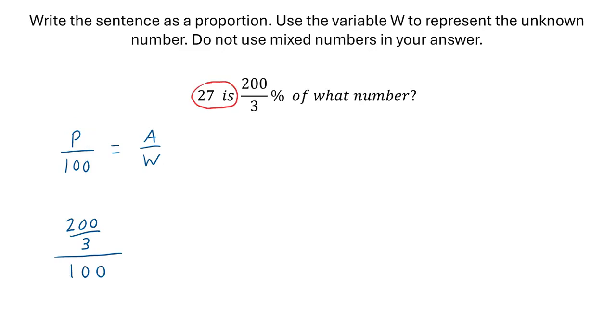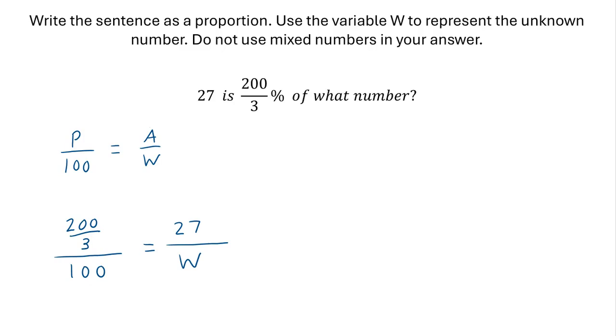The next thing I notice is that our problem states that 27 is. And we know that the word is usually associated with our amount, or our A. So in this problem, our A is 27. And then obviously the variable that we'll not necessarily solve for, but our variable here will be the variable W, and that'll be in the denominator of the right side of our equation. And so there is our sentence as a proportion.